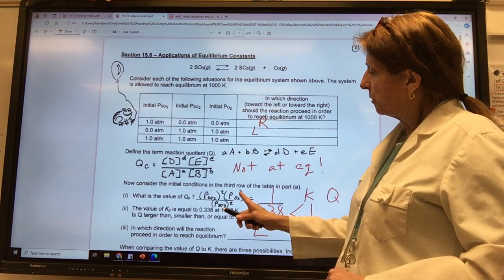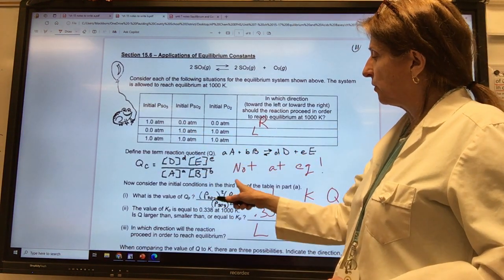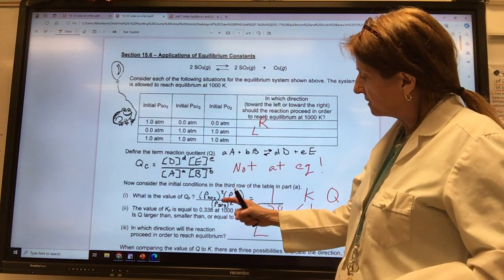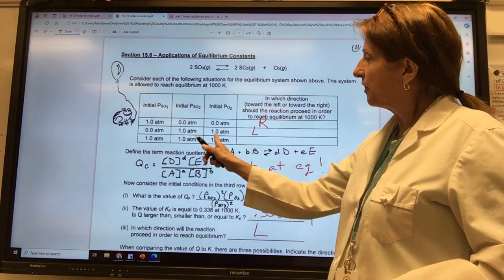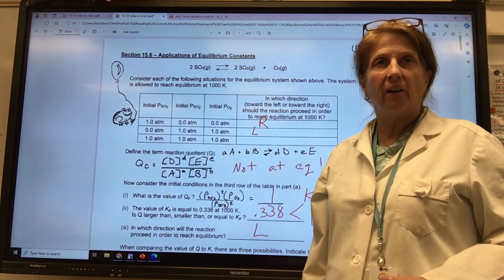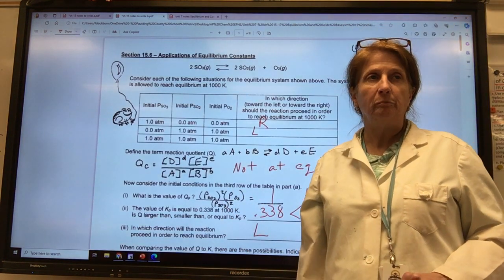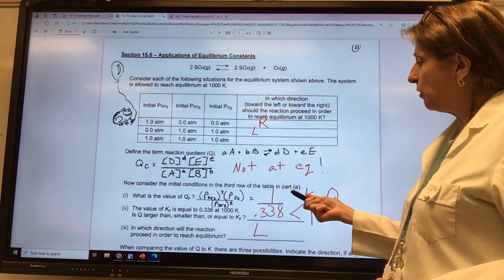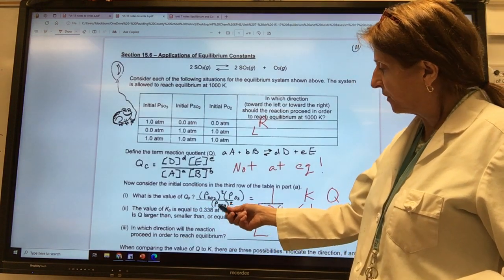So if these are all 1, we can fill it into our equation. We can put our products on top, reactants on bottom, raised to the power of their coefficient, and they're all 1, so we could do this one in our head, couldn't we? What's 1 squared times 1 divided by 1? 1, right? So that's 1. So now we know our Kp is equal to 0.338.